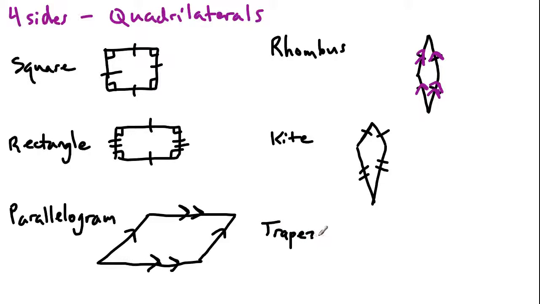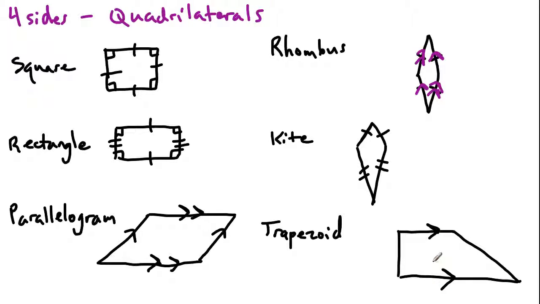Okay, a trapezoid can take various figures, right? But what it is you have one pair of parallel sides, and it's a quadrilateral, right? So something like this, where this side is parallel to this side, right? And that's what it is, a quadrilateral with only one pair of parallel sides. Okay, so those are some of the big terms that you got to know.